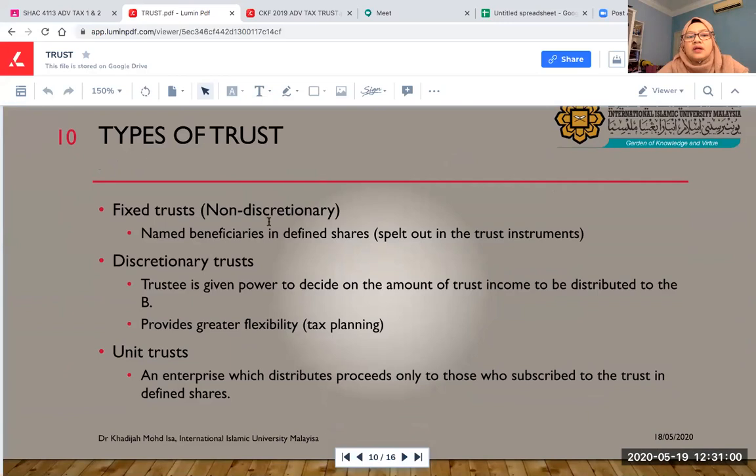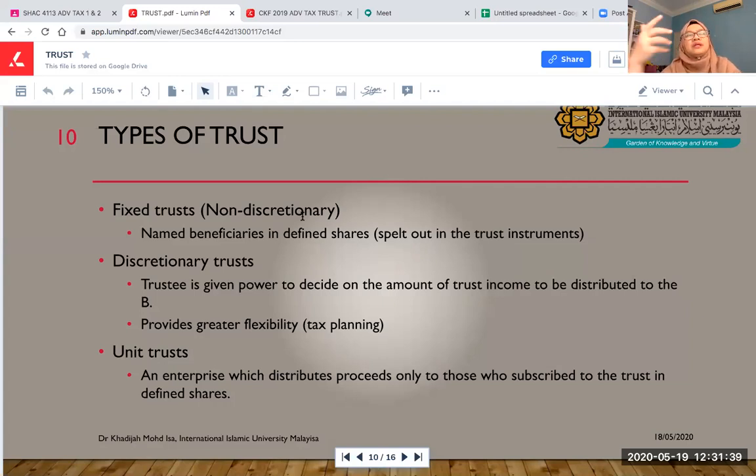Non-discretionary trust means when you leave behind a will, in the will you name your beneficiaries in defined shares. It means that the allocation is spelled out in the trust instrument. So say the will already says the wife will get half, the first child will get 1/4, the second child will get 1/3, whatever amount you have to apportion according to what is mentioned under the will. So that is called non-discretionary.